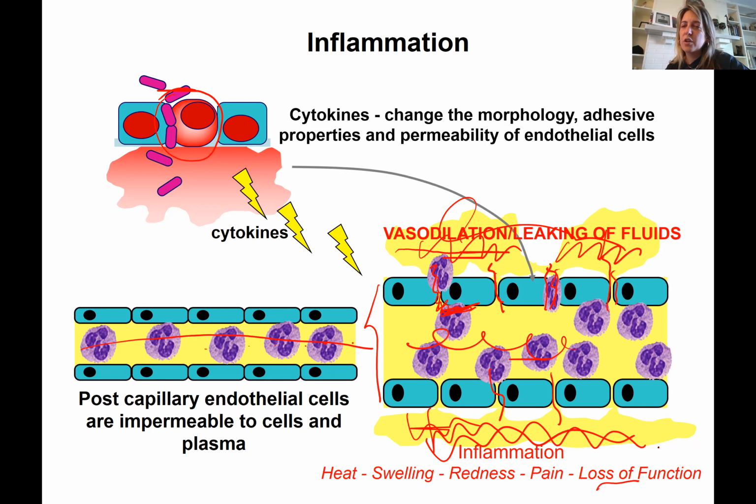And loss of function. Loss of function is because that area, as it is trying to heal and is inflamed, doesn't work as normal for that area. So for example, if you have an inflamed liver, even if it's just one area of the liver, that area that is inflamed is not going to work as regular normal hepatocytes would be working.